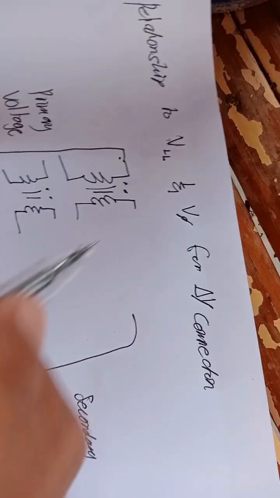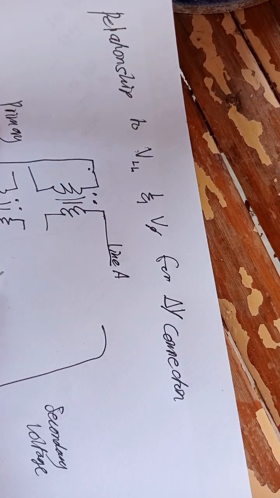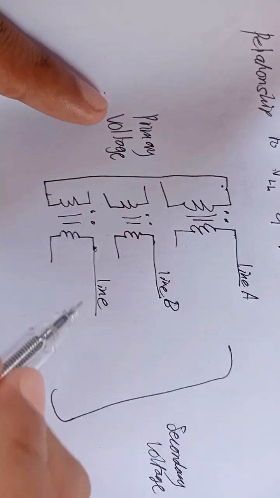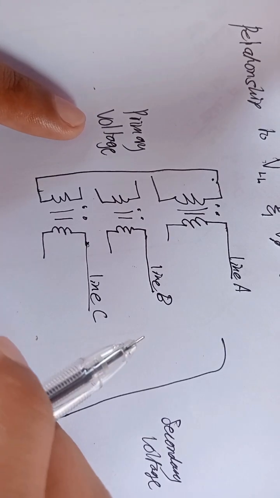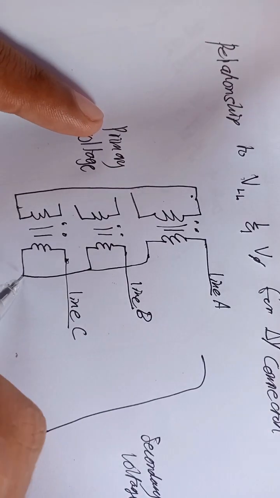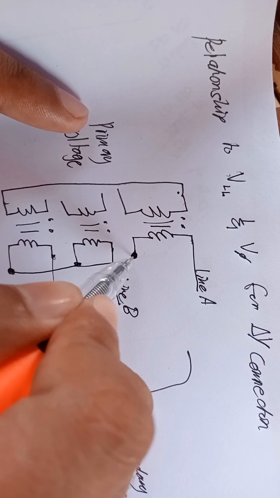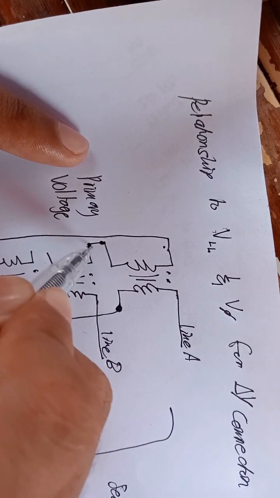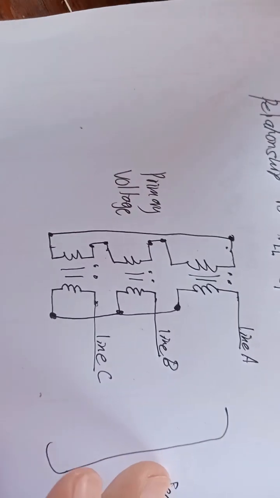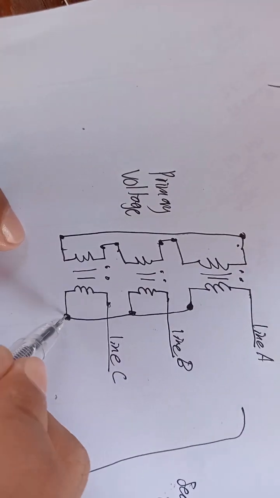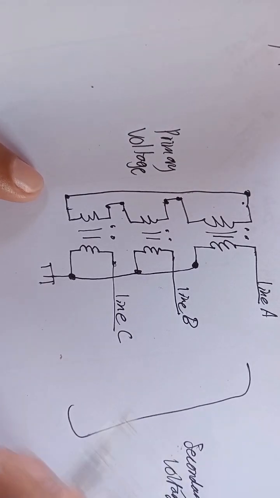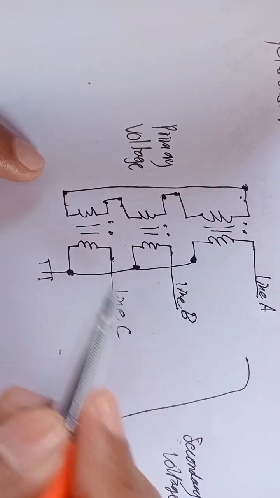Then this is our line A, line B, and line C. So we will establish our connection, and also establish our connection here in the primary side. After we build our connection, let's build the ground. So the line to line connection is the measure across two lines.